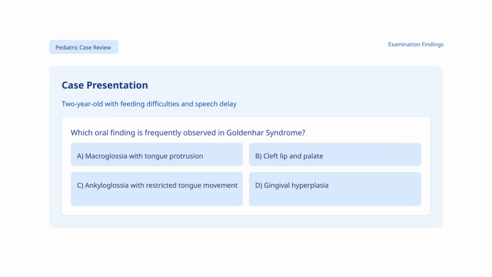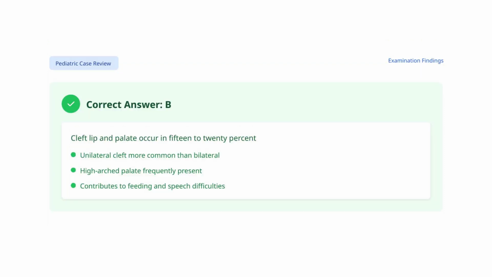A 2-year-old child presents with feeding difficulties and speech delay. The question asks, which oral finding is frequently observed in Goldenhar syndrome? Option A, macroglossia with tongue protrusion. Option B, cleft lip and palate. Option C, ankyloglossia with restricted tongue movement. Option D, gingival hyperplasia. The correct answer is B.